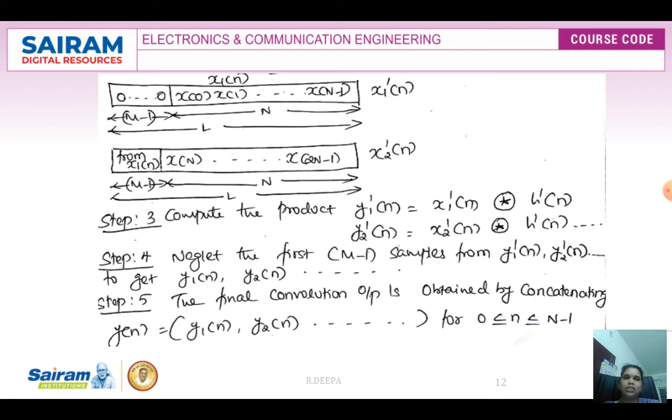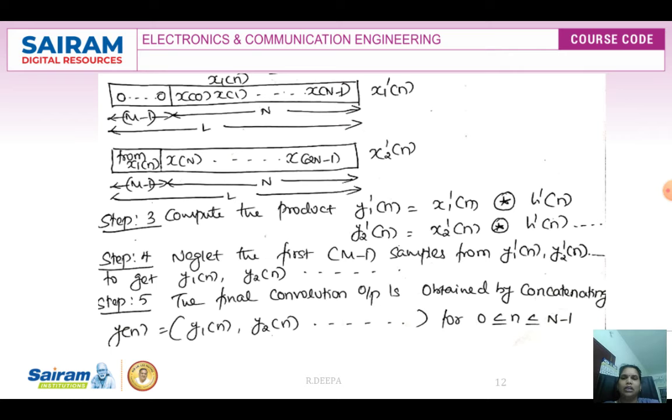So the next step is, you need to find the circular convolution between x1 dash of n and h dash of n and name it as y1 dash of n. And similarly y2 dash of n is obtained by taking the circular convolution between x2 dash of n and h dash of n. The same way you can do it for y3 dash of n, y4 dash of n based on the x of n data. So step 4 is, you need to identify the M minus 1 samples from y1 dash of n, y2 dash of n, and remove these M minus 1 samples to get y1 of n, y2 of n, y3 of n and so on.